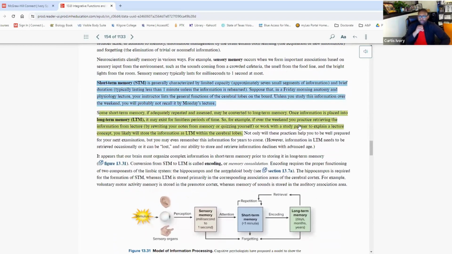So short-term memory and long-term memory. Essentially, short-term memory is a limited capacity or a brief duration. So the book gives the example, suppose that in a Friday morning anatomy and physiology lecture, your instructor lists the general functions of cerebral lobes on the board. Unless you study this information over the weekend, you will probably not be able to recall it by Monday's lecture. Now, again, the book said it, not me, but it's true.